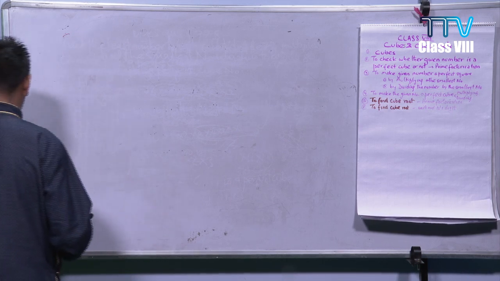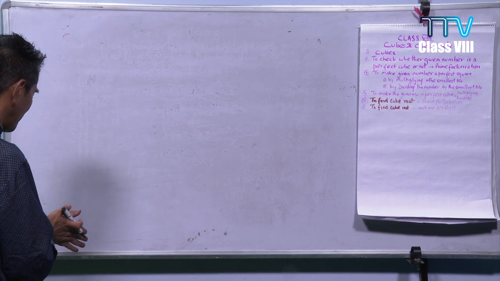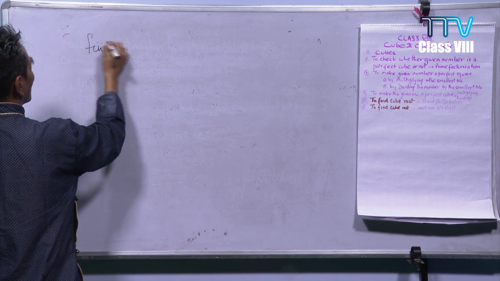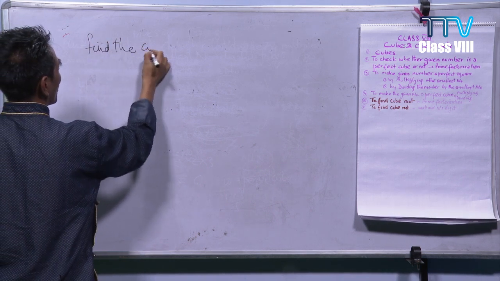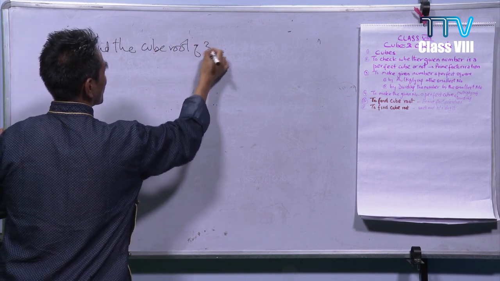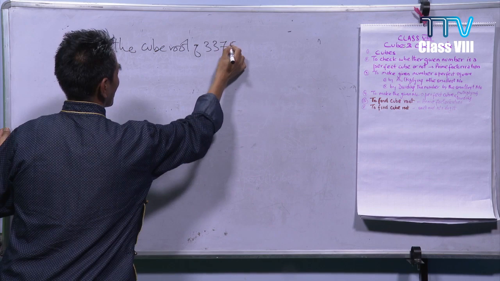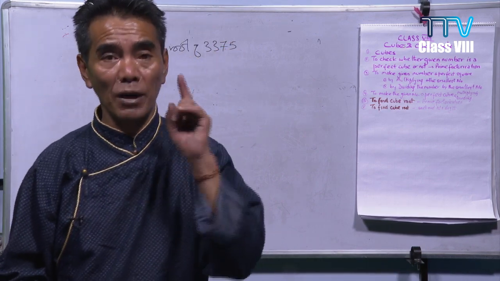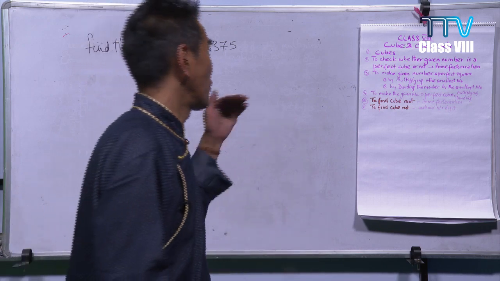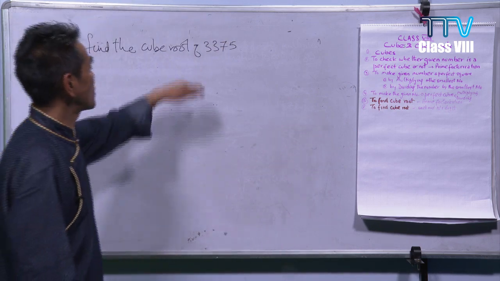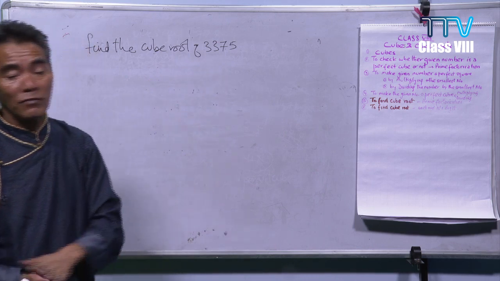Okay, let's see. Find the cube root of 3375. For a perfect cube, we find the prime factors. First, take the prime factors of 3375.